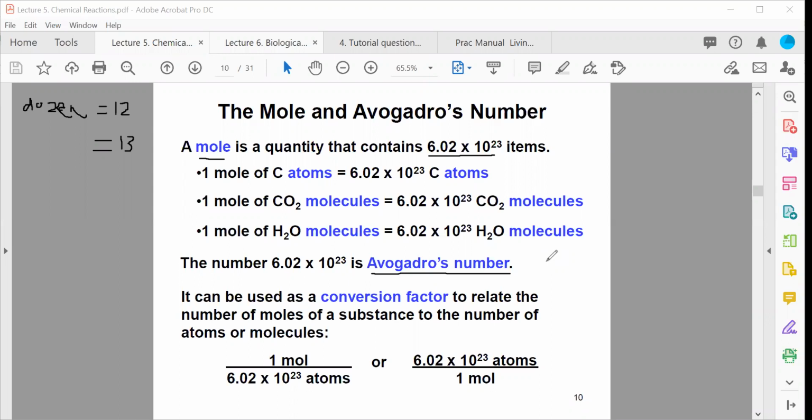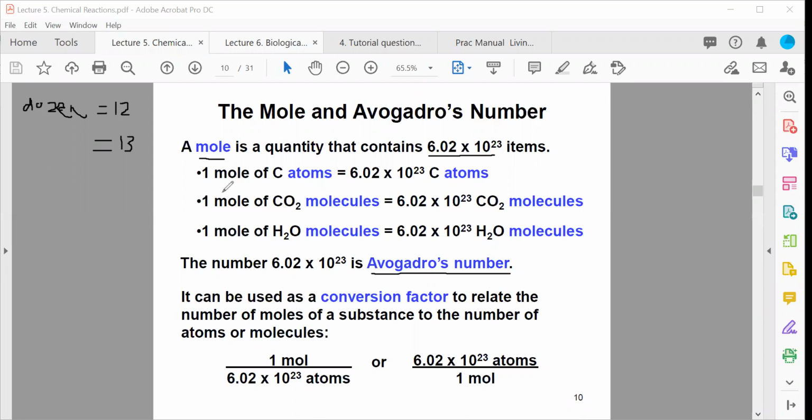So you could have a mole of balloons, and you could have a mole of elephants. Same number of items, but they have very different weights, don't they? Very, very different weights. So keep that in mind. It's just like saying a dozen eggs compared to a dozen elephants. Same number, different weights.